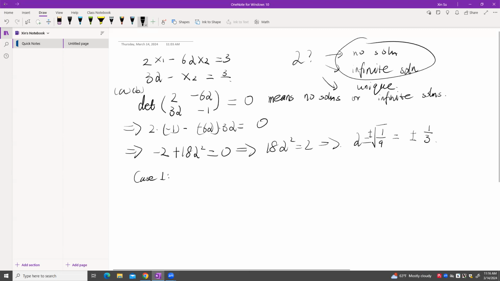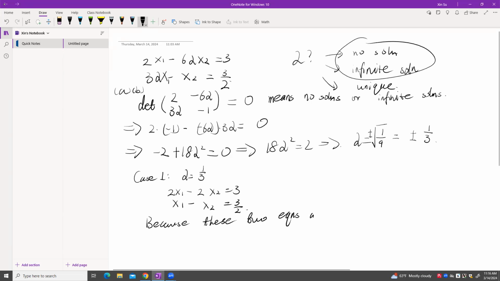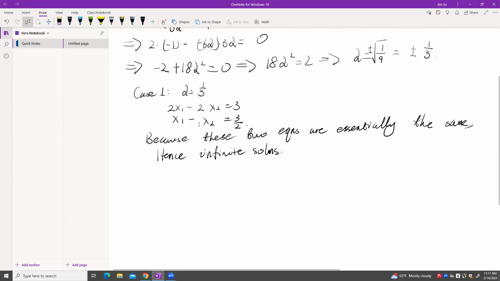So case 1, alpha equals 1 over 3. We substitute the 1 over 3 into the system of equations. The first equation is 2x1 plus 2x2 equals 3, and the second one is x1 minus x2 equals 3 over 2. Because these two equations are essentially the same, we have infinite solutions. That's case 1.